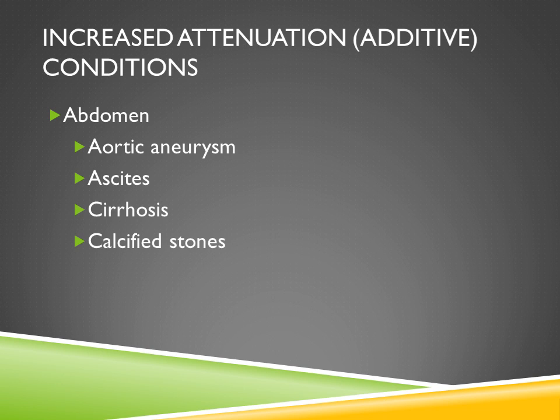So now increased attenuation, or additive conditions, within the abdomen. Aortic aneurysm is a large dilation of your aorta. Ascites is fluid within the peritoneal cavity. Cirrhosis is fibrotic changes in the liver. And then calcified stones, which can really be within the gallbladder. They can be within the kidneys. So it's not just designated to one specific area.